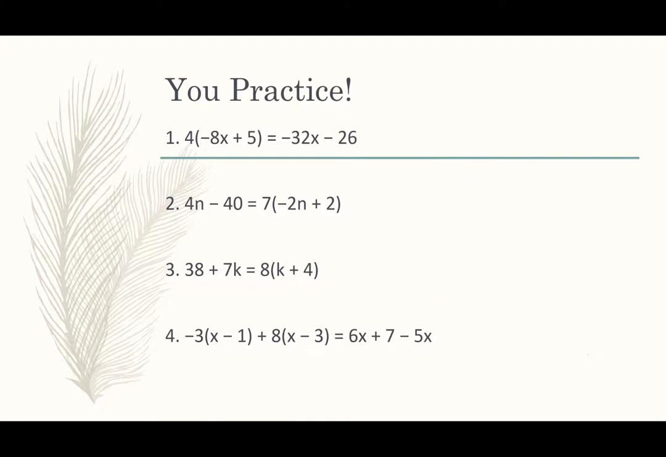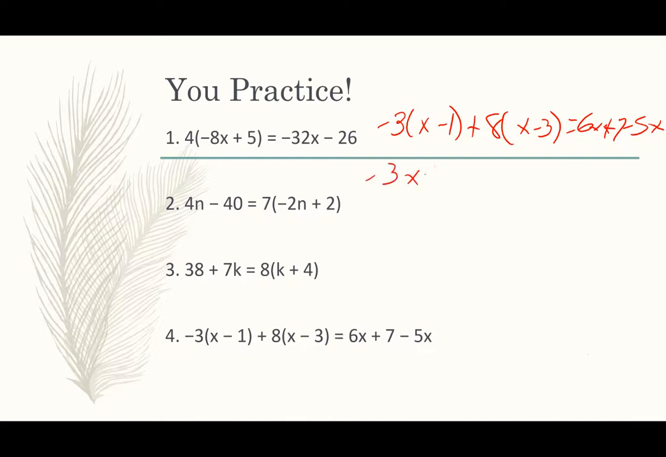All right. So we have negative 3 times x minus 1, plus 8 times x minus 3 equals 6x plus 7 minus 5. Okay, this is pretty full. This is pretty long. All right, so we're going to distribute.